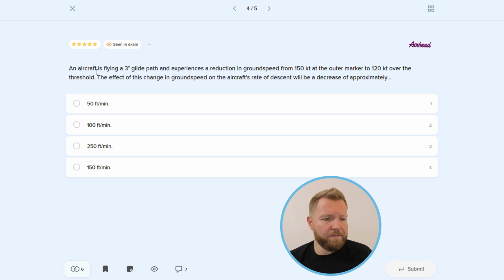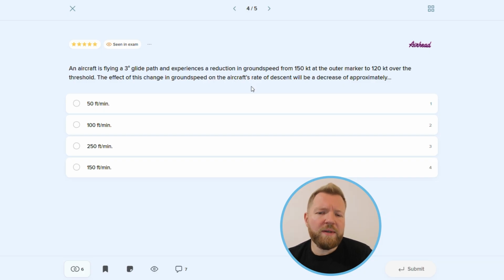Question number 4. An aircraft is flying a 3 degrees glide path and experiences a reduction in ground speed from 150 knots at the outer marker to 120 knots over the threshold. The effect of the change in ground speed on the aircraft's rate of descent will be a decrease of approximately 50, 100, 250, or 150 feet per minute.